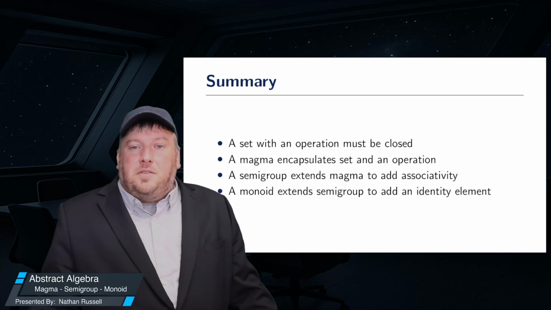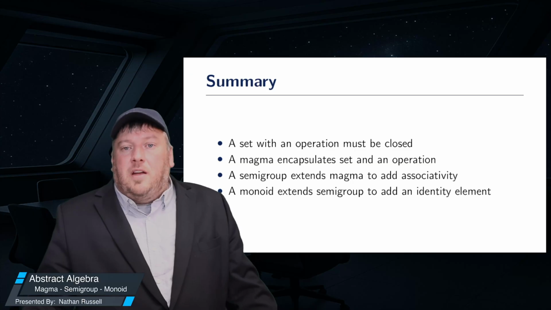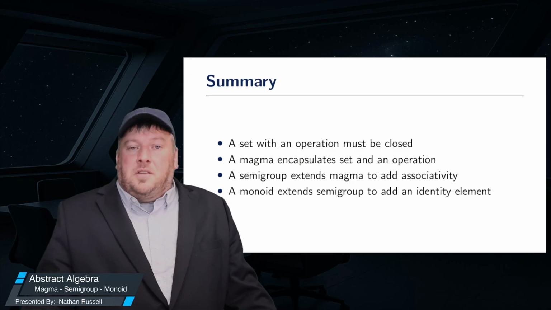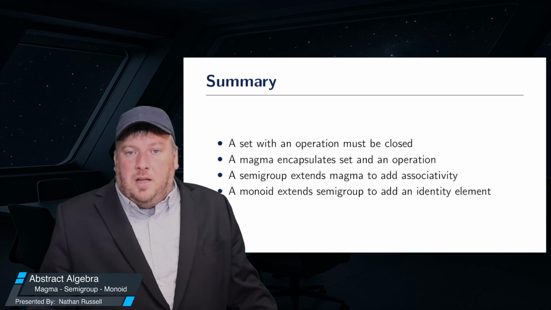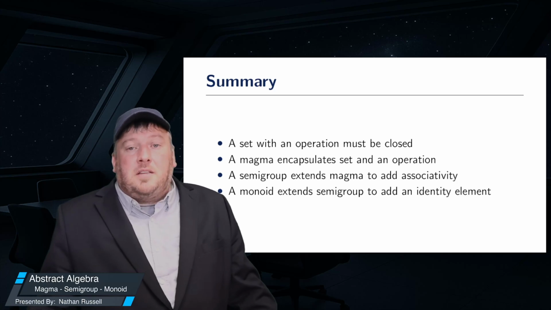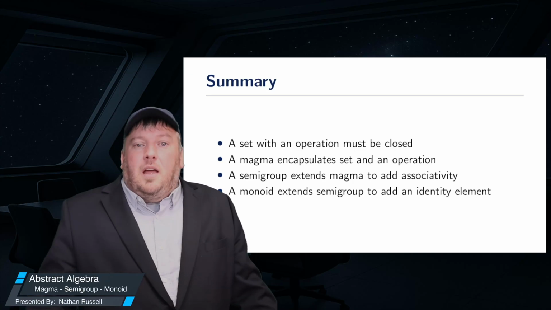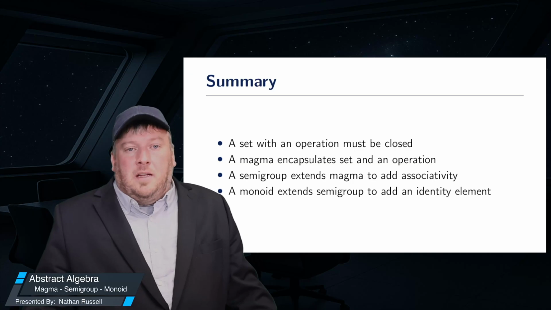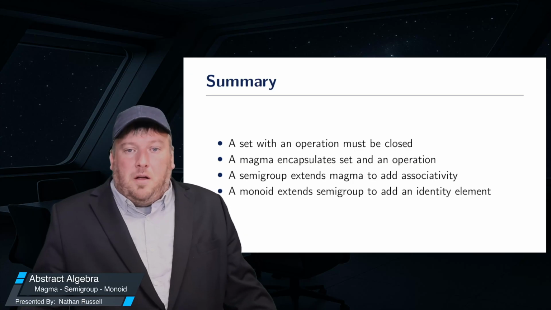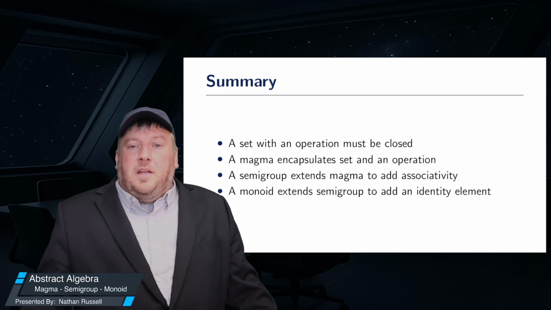So for computer science students, we say a magma has a set and a magma has an operation. A semigroup extends a magma by also requiring it to have associativity. A monoid extends a semigroup by requiring it to have an identity. Every semigroup is a magma, but not every magma is a semigroup. Every monoid is a semigroup, but not every semigroup is a monoid.